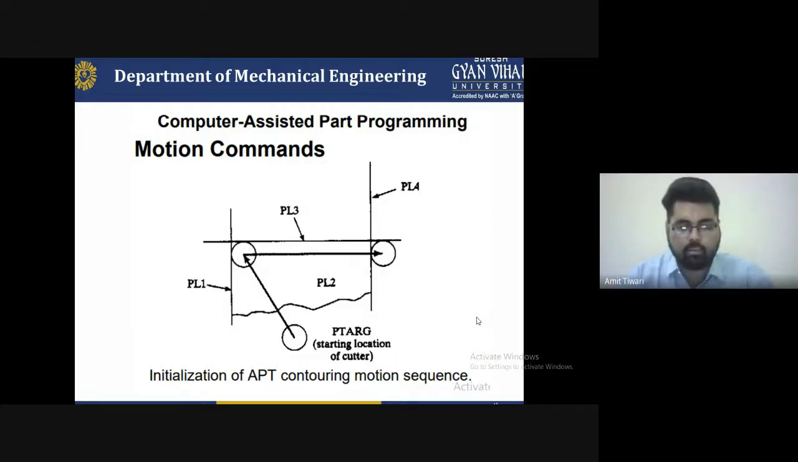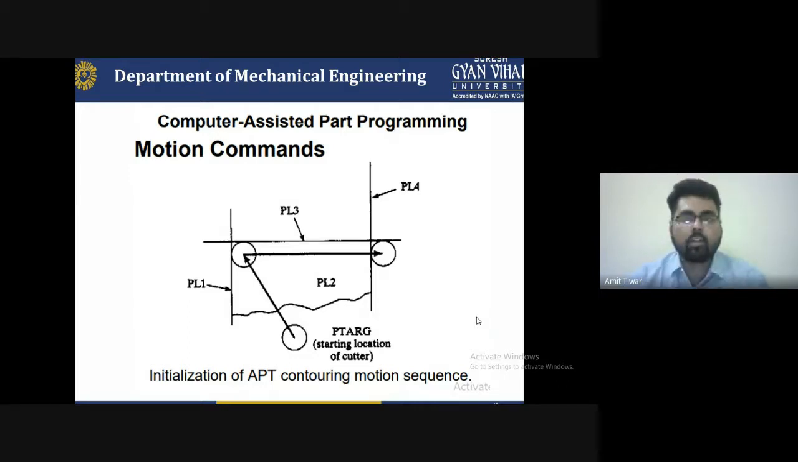So it will be helpful to understand that it is not a requirement of urgent basis. There is a requirement of importance, but we have to find out all the terms which we are using there: PL1, PL2, PL3, and PL4. These four types of APT contouring motion sequence are to be identified in any type of workshop or industry, where all this type of work is made in the easiest way.